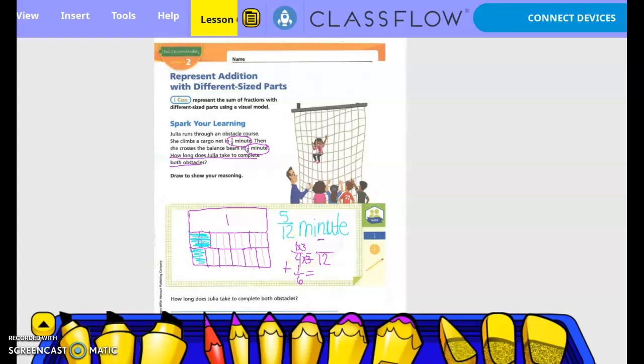So 1 times 3 is 3. Okay, how did I get from 6 to 12? Times 2. I do on the bottom, I do on the top. So 1 times 2 is 2. And then that would get us our 5/12 because you add 3/12 plus 2/12, and that would get us 5/12. So on our line, we're going to write 5/12 minutes.